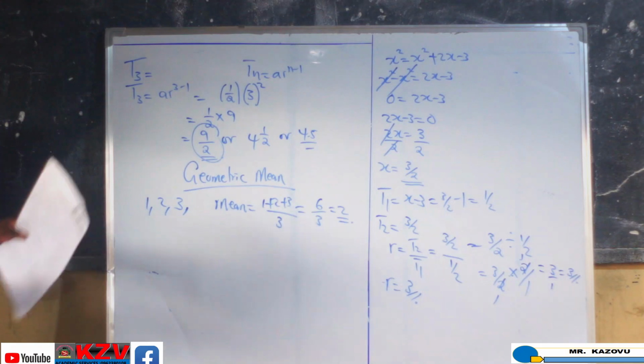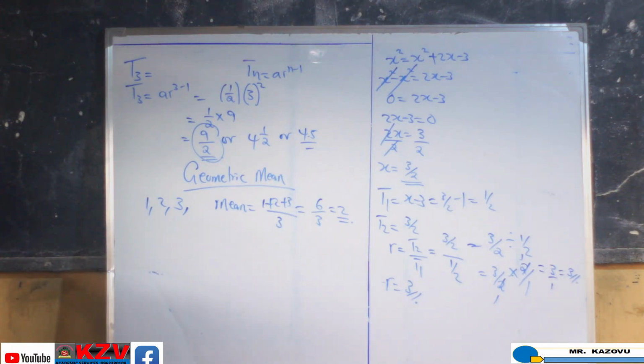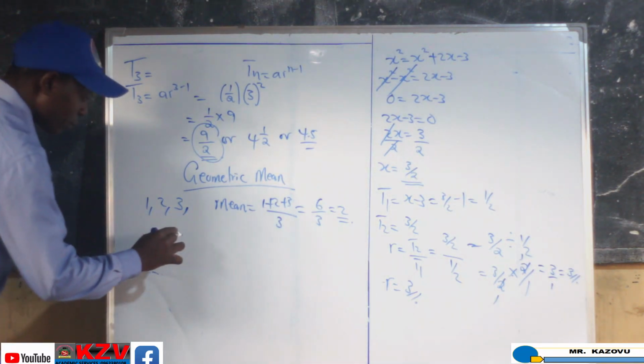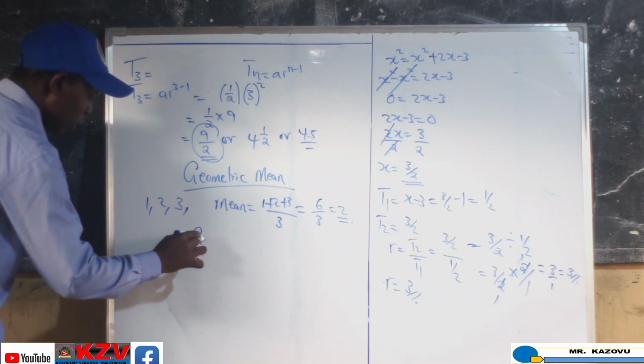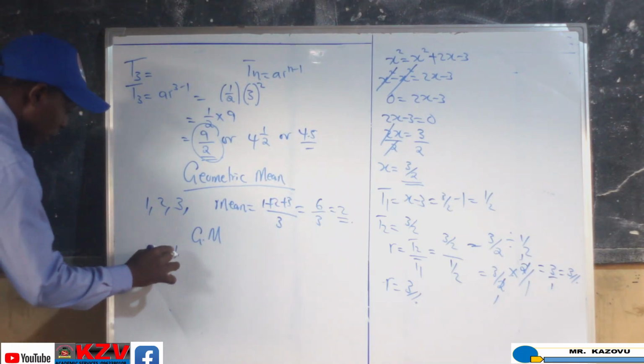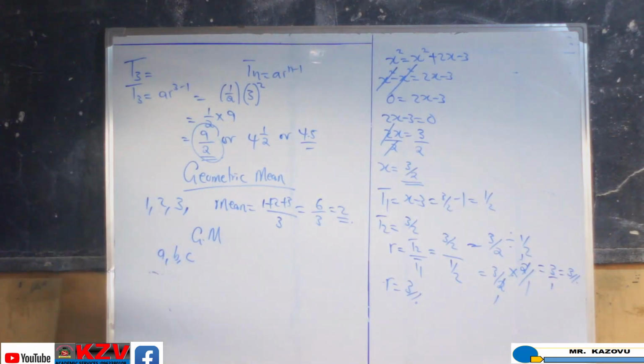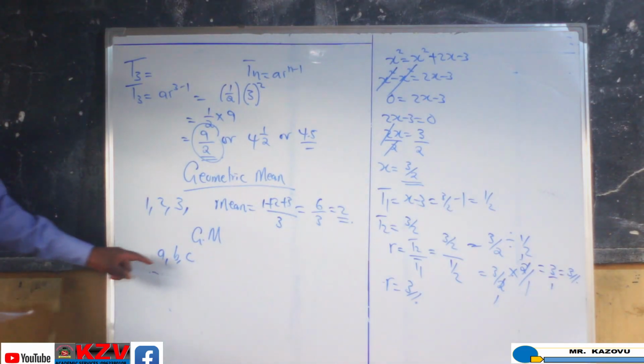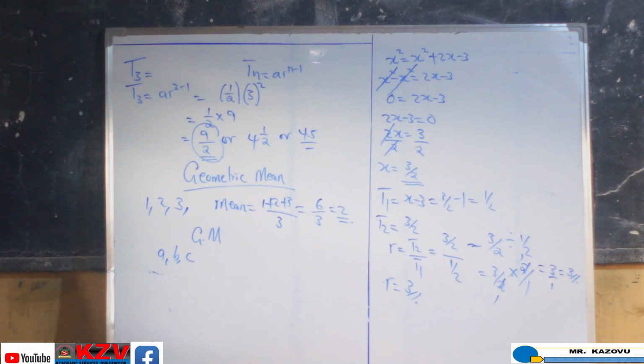Now, we are looking at the geometric mean. For the geometric mean, we are using the concept of common ratio. Suppose you are given A, B, and C. The geometric mean is B. Are we on the same page? The concept that we are using is the one for common ratio. Now, how do you find the common ratio?